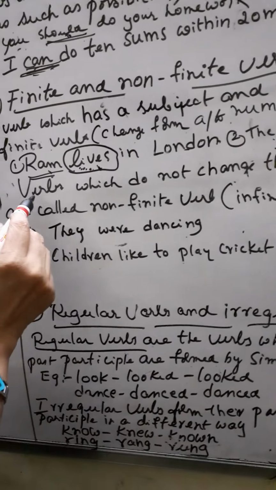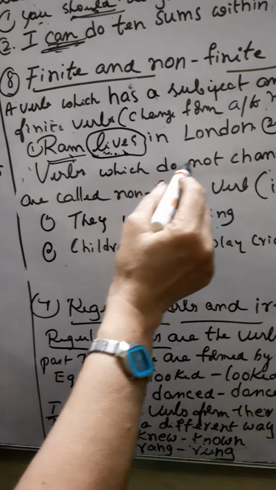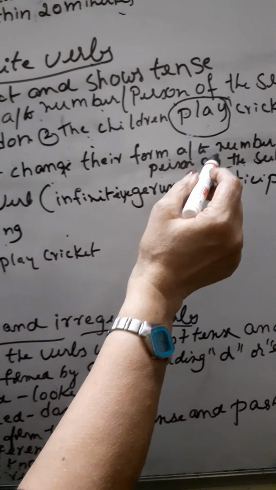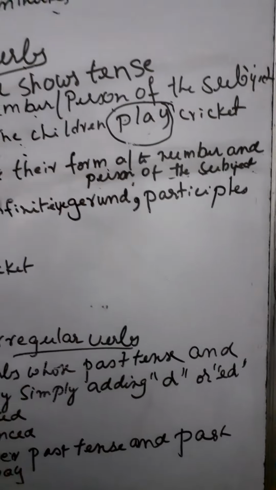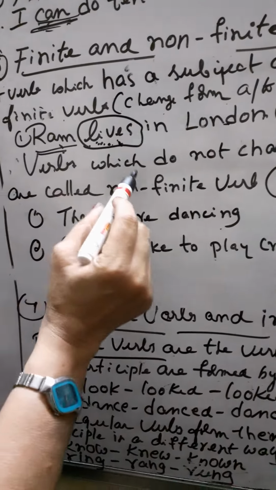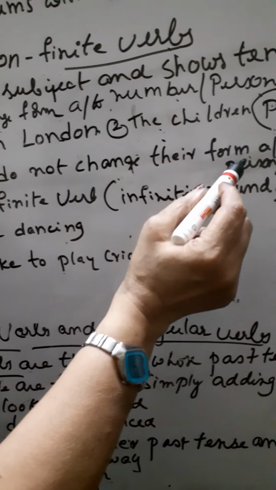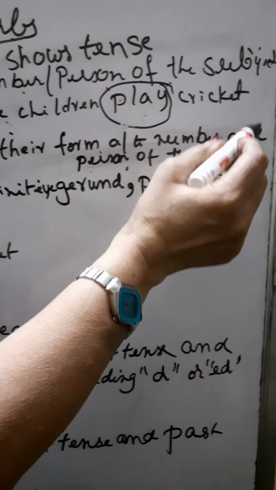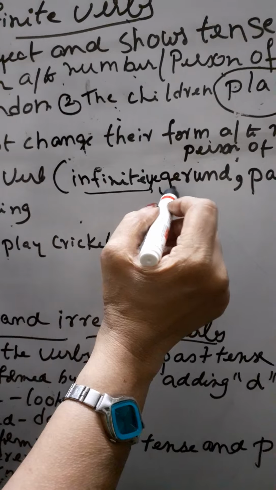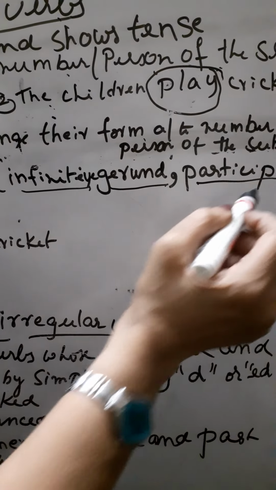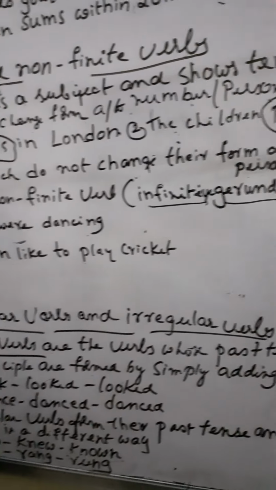Now what is a non-finite verb? Verbs which do not change their form according to number and person of the subject. They may be in the form of infinitive, gerund and participles. Now I shall explain it.